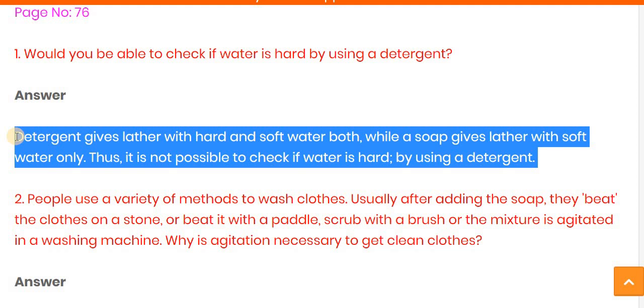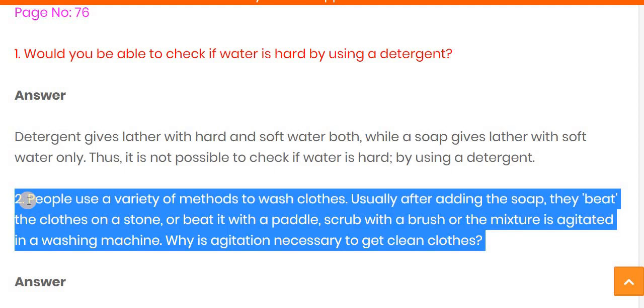Suppose the question is twisted and asks, would you be able to check if water is hard by using soap? Then it is right. Why? Because soap does not give the proper reaction in hard water due to the formation of scum. We can see that we cannot easily wash our clothes. So by using soap, we can identify whether water is hard or not. But in the detergent case, it is not possible to check if water is hard.